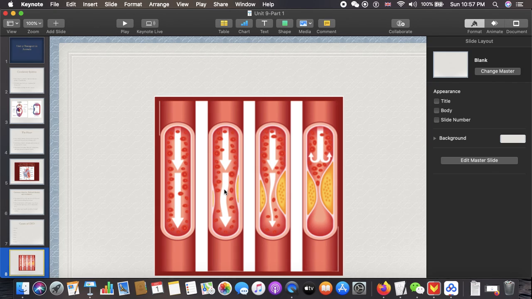Then you can see the effect it has. It narrows the blood vessel, making the blood pressure higher, and it also makes it more difficult for blood to pass through here. In the third picture, you can see the continuation of the buildup of cholesterol. The blood vessel is very tight, and only a small amount of red blood cells can get through now. And in the last picture, you can see that the cholesterol has completely blocked the artery, so no red blood cells can pass through here.